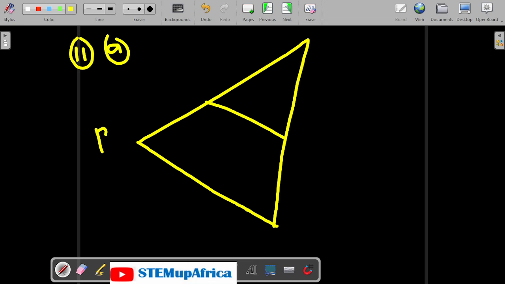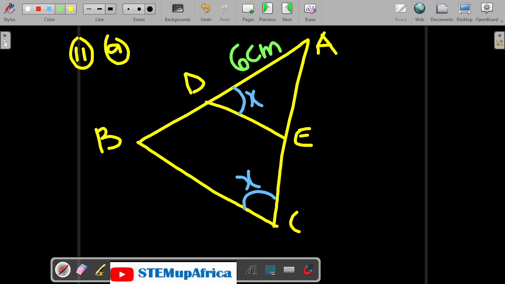We have here as B, D, A, E, and C. So they gave us this angle here as X. Then this angle also as X. Then they gave us the distance. AD is 6 cm. AE is 9 cm. And EC is 4 cm. So we're asked to find BD. BD, we don't know. Let's call it y. We're looking for BD now, which is y.